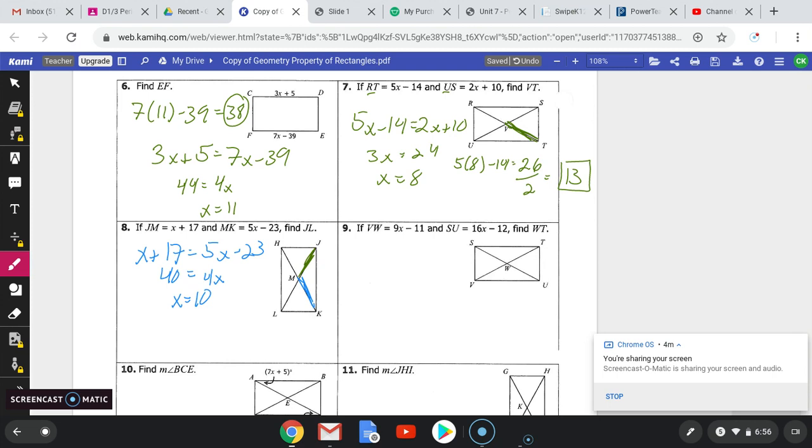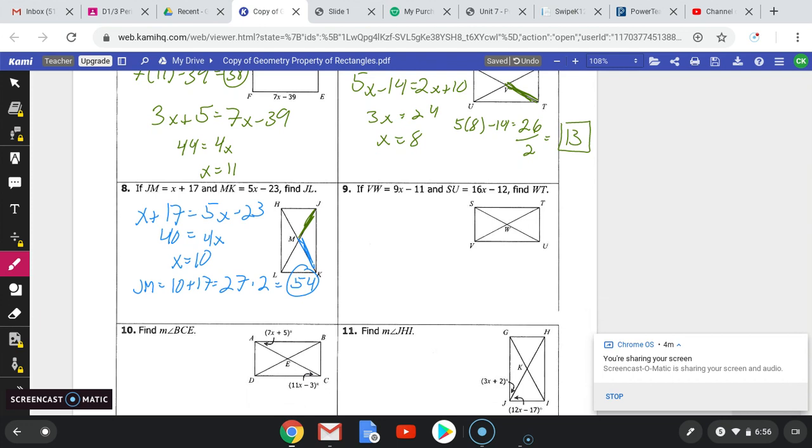And they want you to find JL. Well, I can plug it into JM. So if I plug in the JM, I get 10 plus 17, which is 27. But that's only from J to M. I want JL, so I multiply by 2, and I get 54.